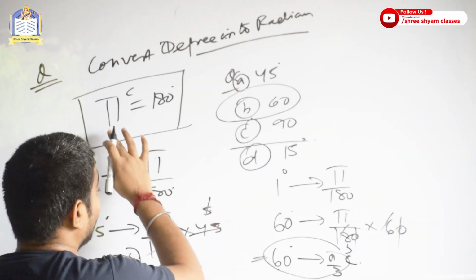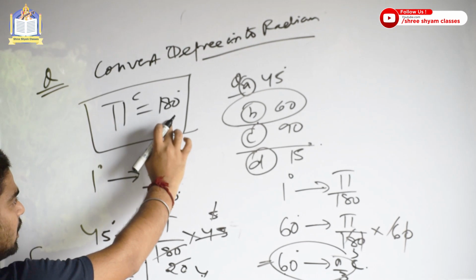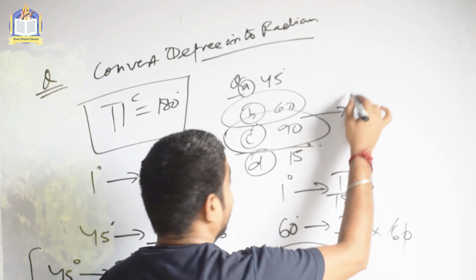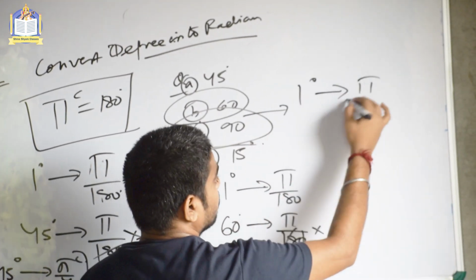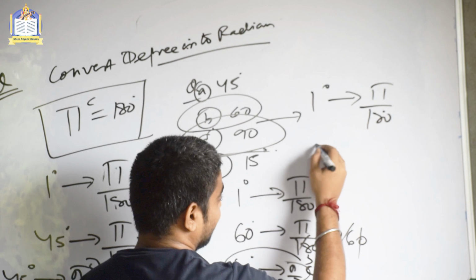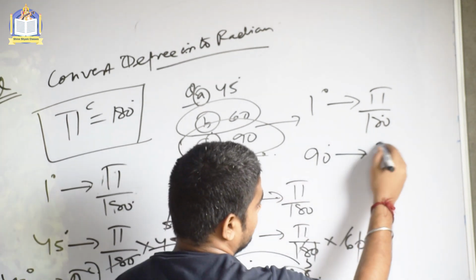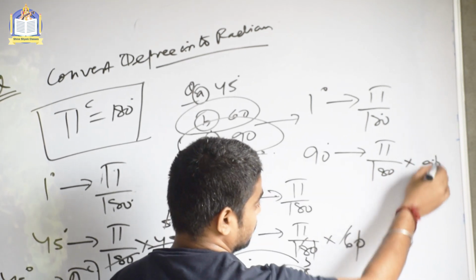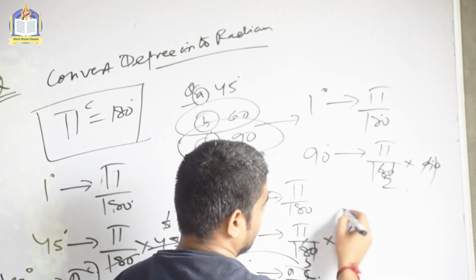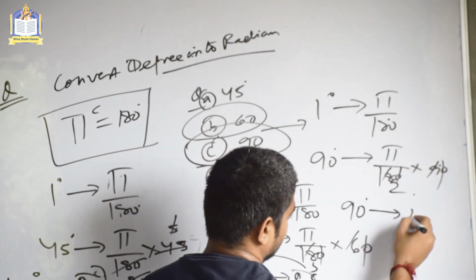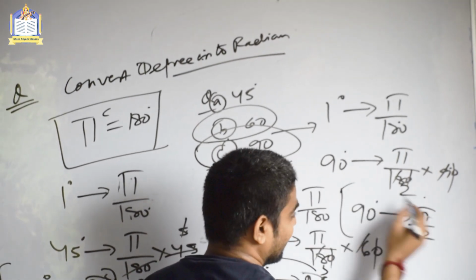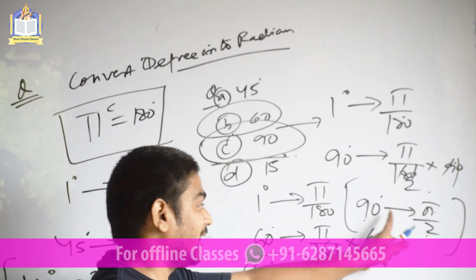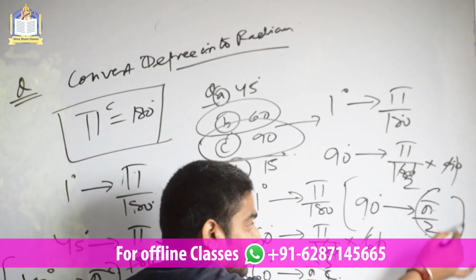Now 90 degree. We know that pi radian is 180 degree. So 1 degree is equal to pi by 180. So 90 degree will be equal to pi by 180 into 90, by unitary method. 9 times 2 is 18. So 90 degree is nothing but pi by 2. Pi by 2 is in radian and 90 degree is in angle. So pi by 2 radian is equal to 90 degree.